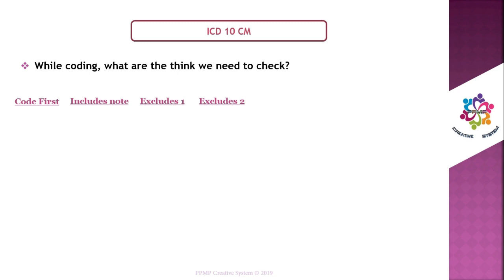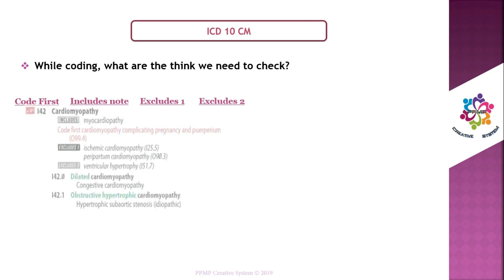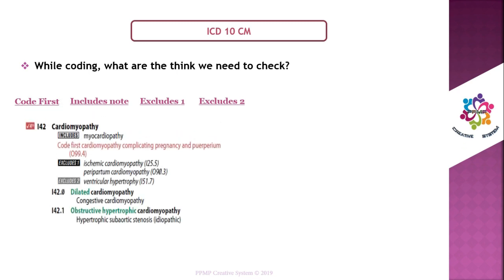Let's see with an example for better understanding. Code first denotes that you need to code the main condition first, followed by this code. Here, if the patient is pregnant, you need to code the pregnancy complication first, O99.4, then you need to code the I42 series code. Includes note denotes that some list of conditions is already included, based on synonyms. Here myocardiopathy is included in the I42 series.